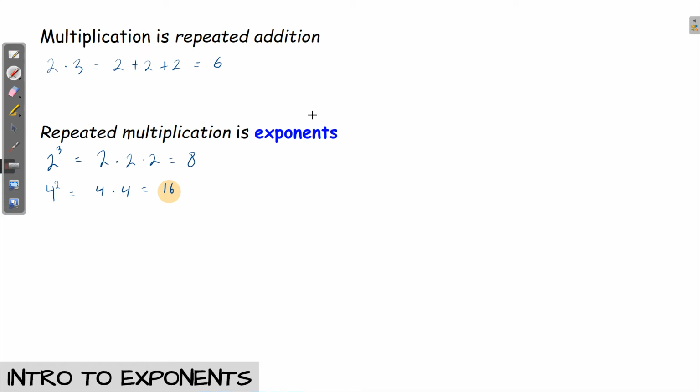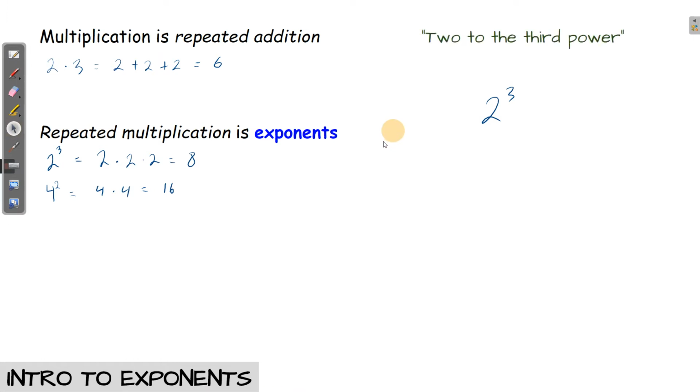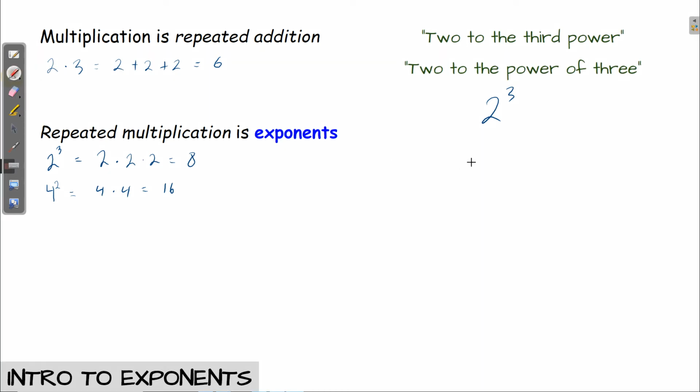Just to go over some terminology, let's say we have 2 to the third. How this is said, this is basically saying 2 to the third power, or also 2 to the power of 3. Sometimes you'll see it as just 2 to the third. Now, this big number here, this first number, the 2, is called the base. And the base is the number that's getting multiplied repeatedly. The second number here is called the exponent. And the exponent is the number of times you're multiplying the base by itself. It's basically the number of copies.